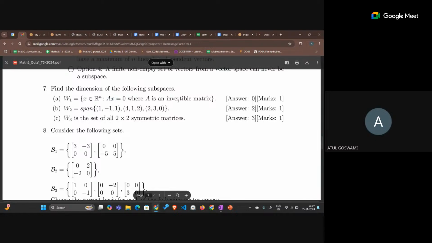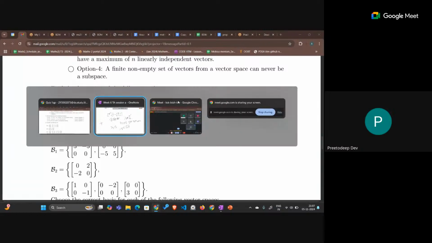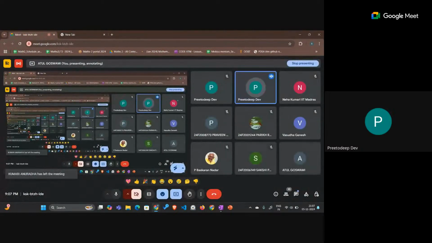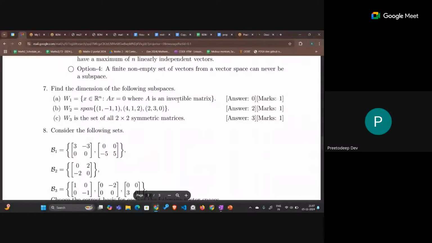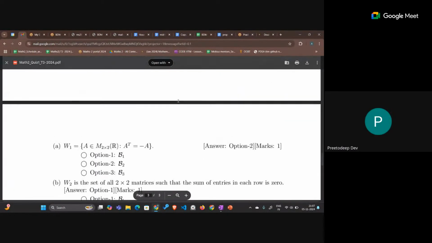I think the problem here was with the zero vector. That is the issue, the mistake that I made. Okay. And can you explain the last question of this paper? This eighth, the very last one.